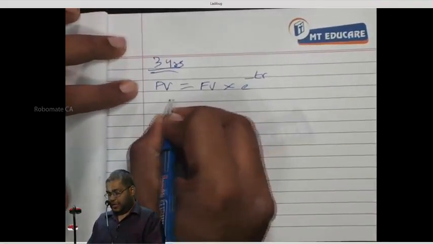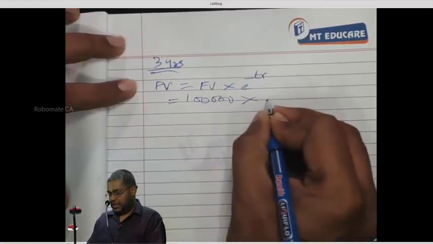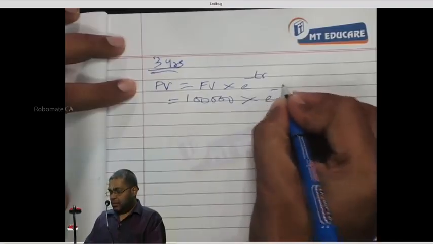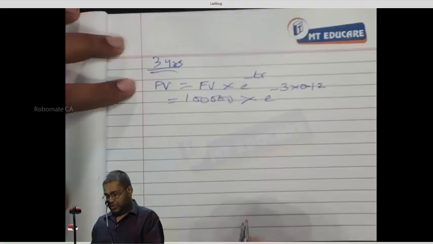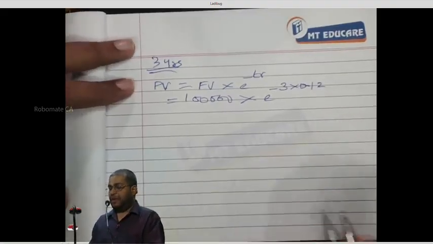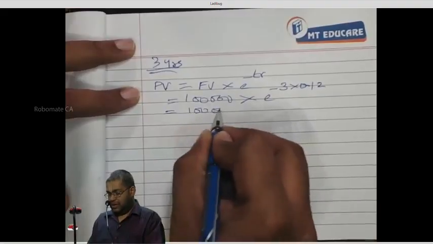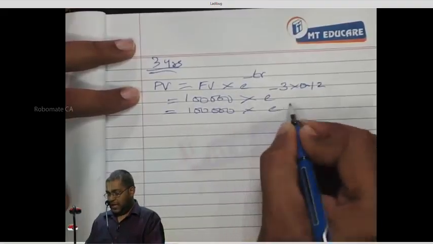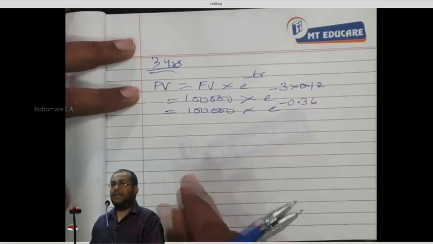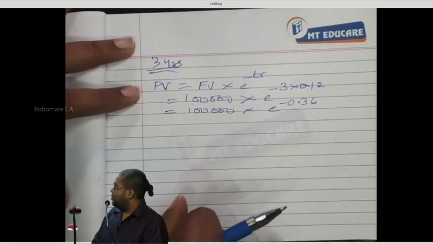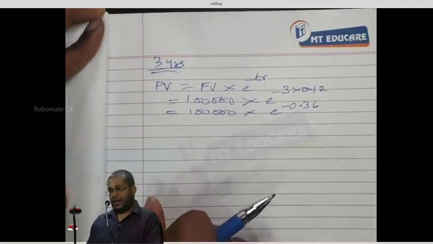Now, tell me, what is the future value? 1 lakh. I want 1 lakh after 3 years, into e power minus tr. What is t? 3 years. R is 0.12. So 1 lakh into e power minus 3 into 0.12, which is 1 lakh into e power minus 0.36. Everybody able to understand or not?